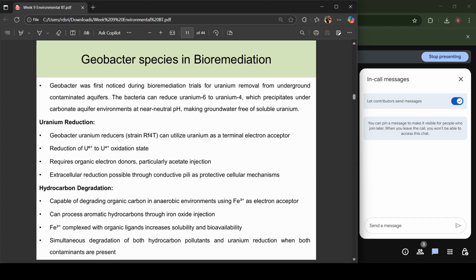Apart from uranium reduction, Geobacter can also go for hydrocarbon degradation, where it is capable of degrading organic carbon in anaerobic environments using iron, Fe3+, as the terminal electron acceptor. It can process aromatic hydrocarbons through iron oxide injection, where this Fe3+ gets complexed with the organic ligands and increases their solubility and bioavailability.